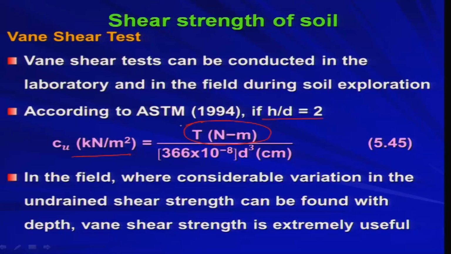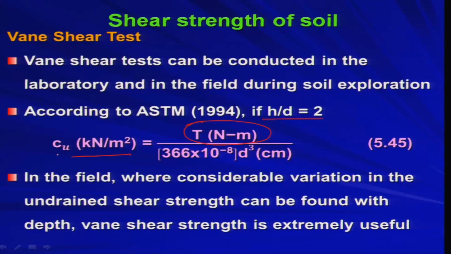Anyway, according to ASTM 1994, if you consider h by d, that is the height of the vane to diameter ratio, as 2, which you can of course consider, since generally most manufacturers consider this ratio, then Cu, given in kilonewton per meter square, that is the undrained cohesion, is equal to T in Newton meter. T is nothing but the torque which you are recording through the instrument, divided by 366 into 10 to the power minus 8 into d cube, and d is expressed in centimeter.